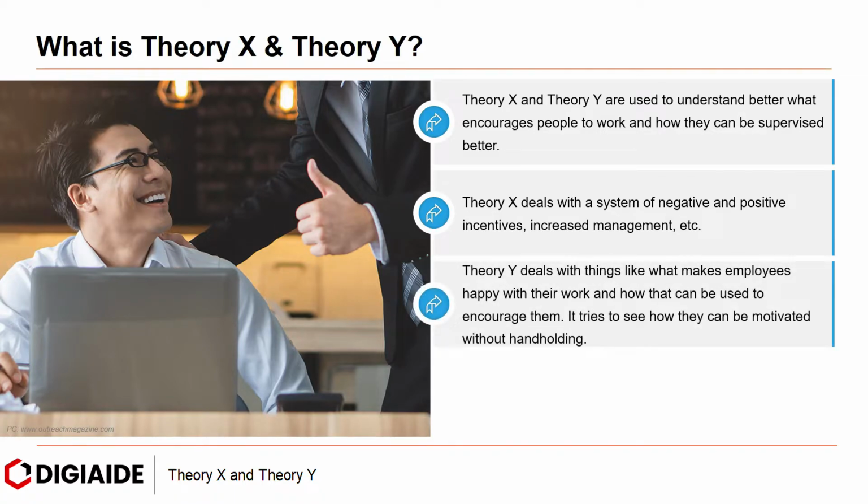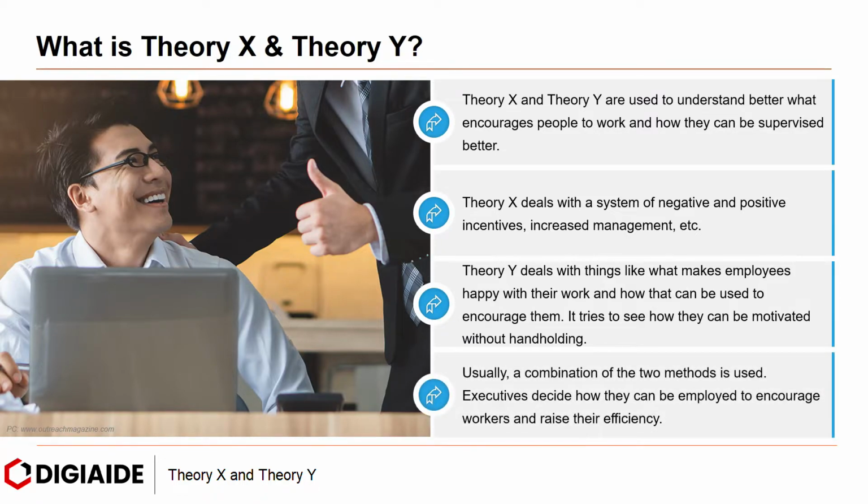On the other hand, Theory Y deals with things like what makes employees happy with their work and how that can be used to encourage them. It tries to see how they can be motivated without handholding. Usually, a combination of the two methods is used. Executives decide how they can be employed to encourage workers and raise their efficiency.